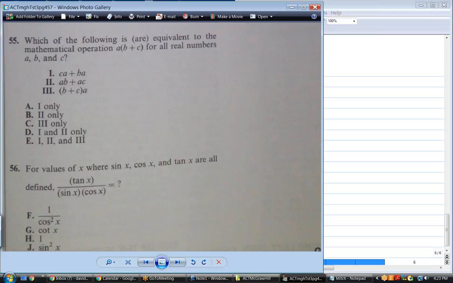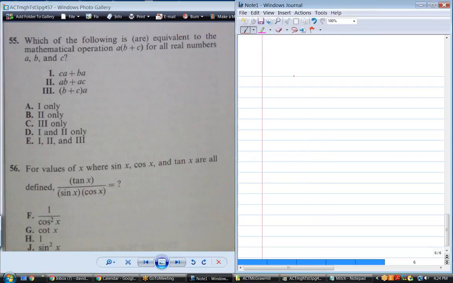No, it's the commutative property. In other words, whenever we have two entities multiplied together, that's the same as y times x. Well, A is one entity, B plus C is another entity. So A times B plus C is the same as B plus C times A. Okay, so it's again 1, 2, and 3.